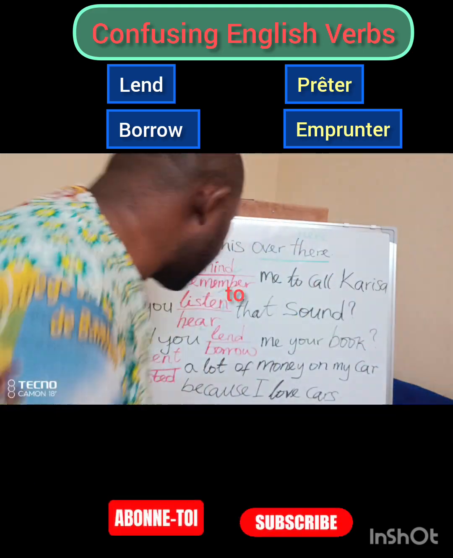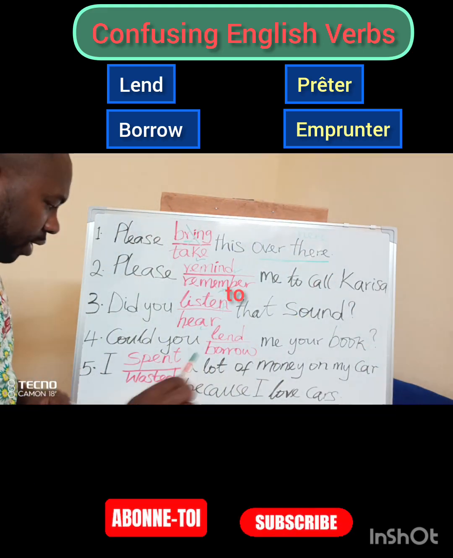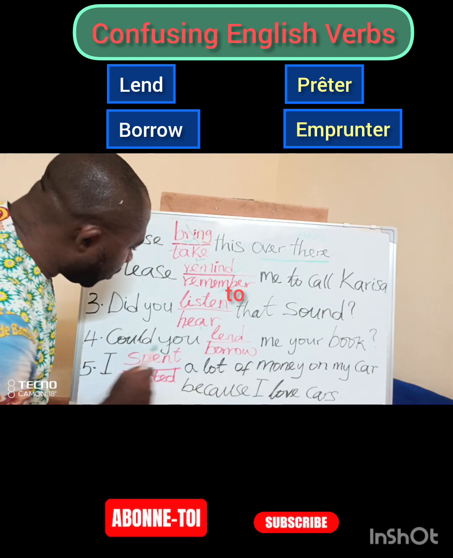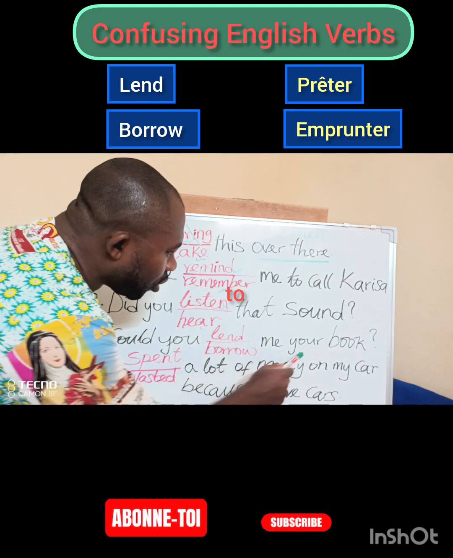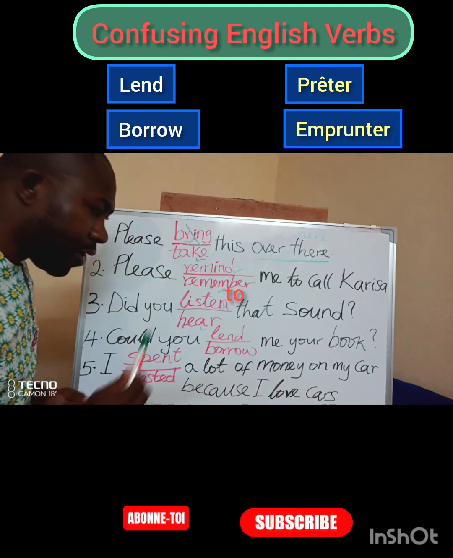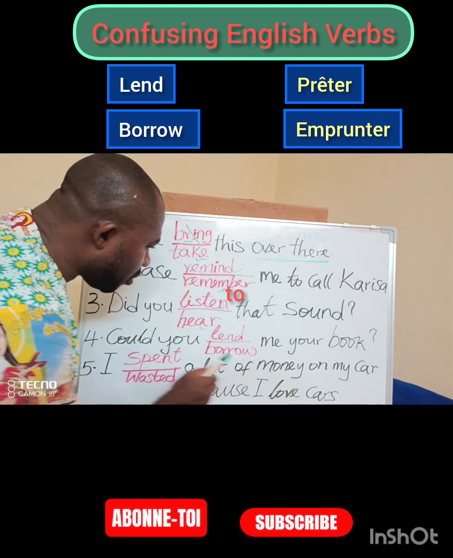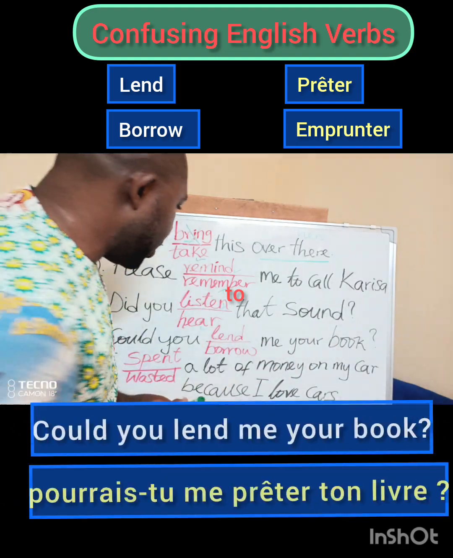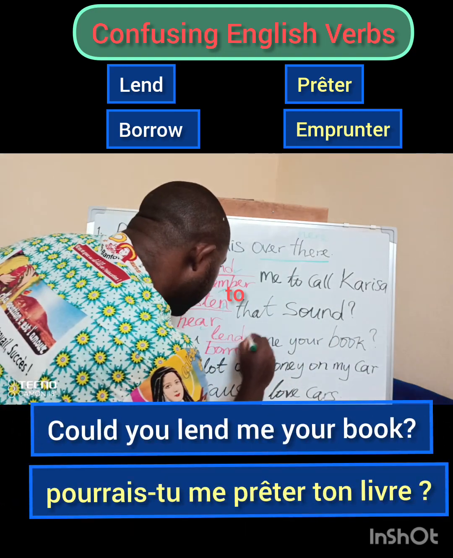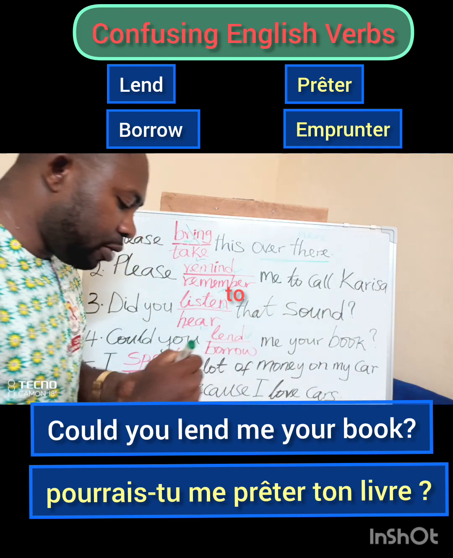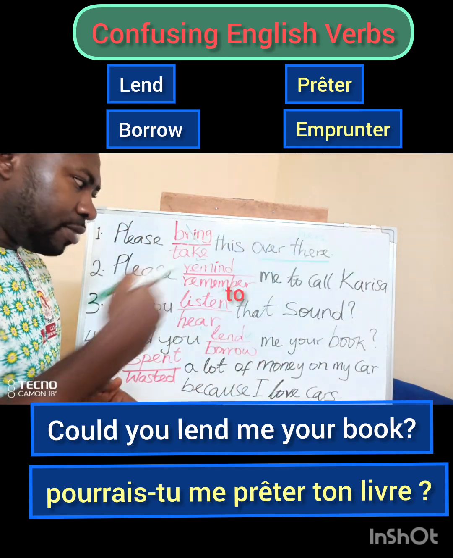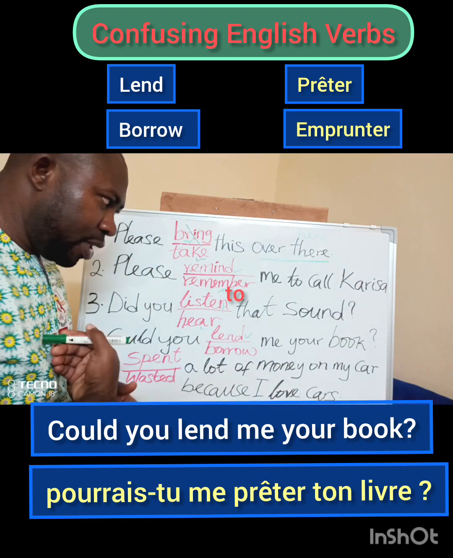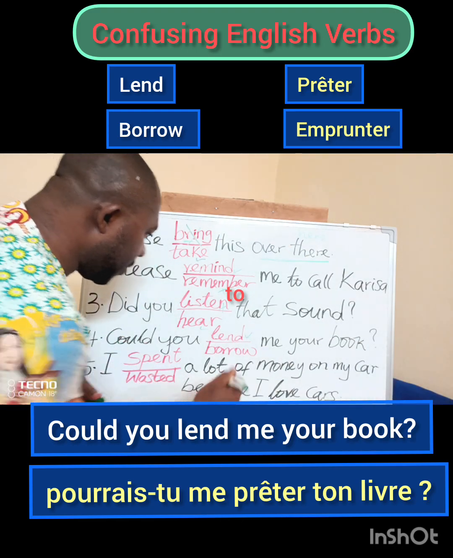So now let's look at this sentence. What is the correct answer now? Is it, could you lend me your book? Or could you borrow me your book? Could you lend me your book? You lend me, I'm borrowing. You are lending me your book.